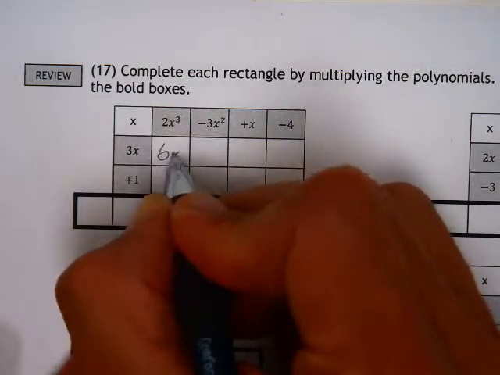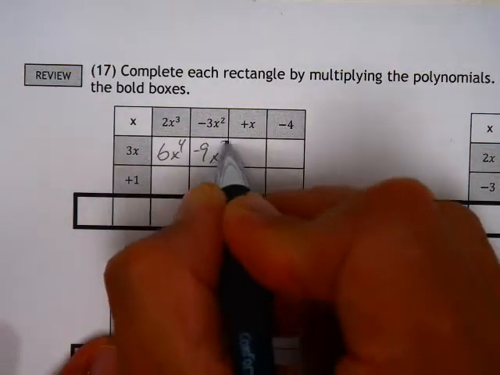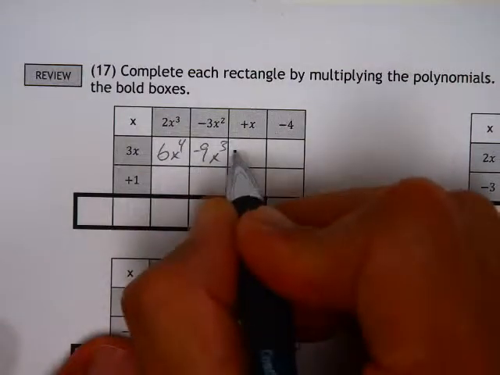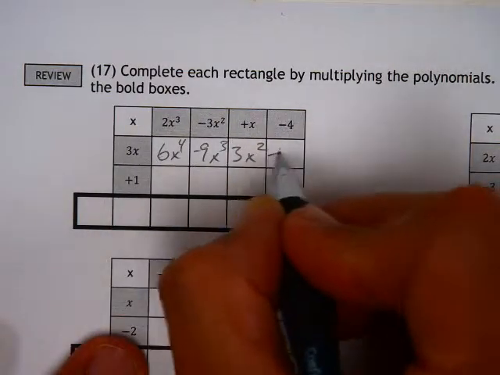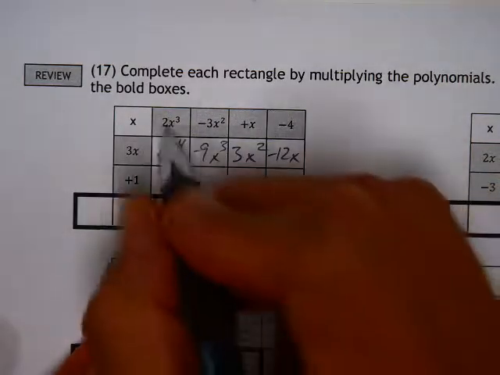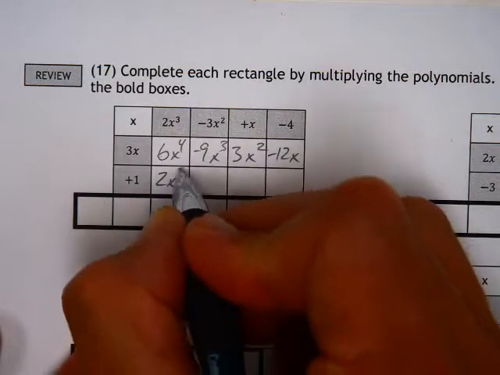That's going to give me a 6x to the fourth. That's going to give me a negative 9x to the third. This over here is going to be a 3x squared. And then this is a negative 12x. Down yonder here, times 1 is great because you're just basically writing these three things up top.